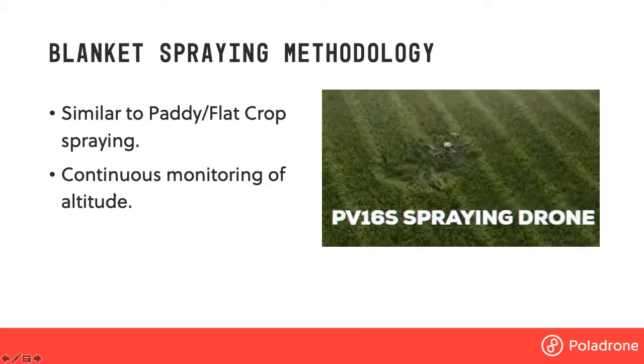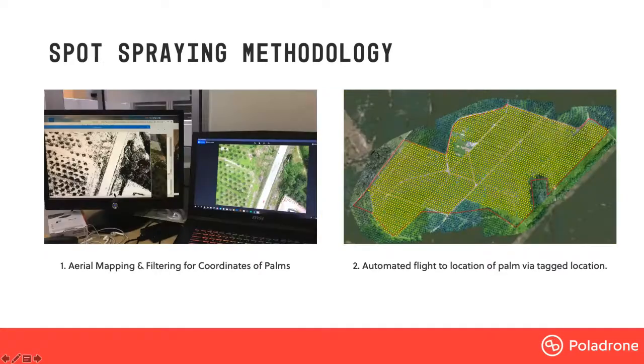And then for the second methodology, what we're going to talk about is the spot spraying methodology. Basically, this requires further planning. First we need to do area mapping, and also filter for the coordinates of each of the plants for our client. Then, after knowing the plant locations or the oil pump locations, we plan out the flight path of the spraying drones on the map.